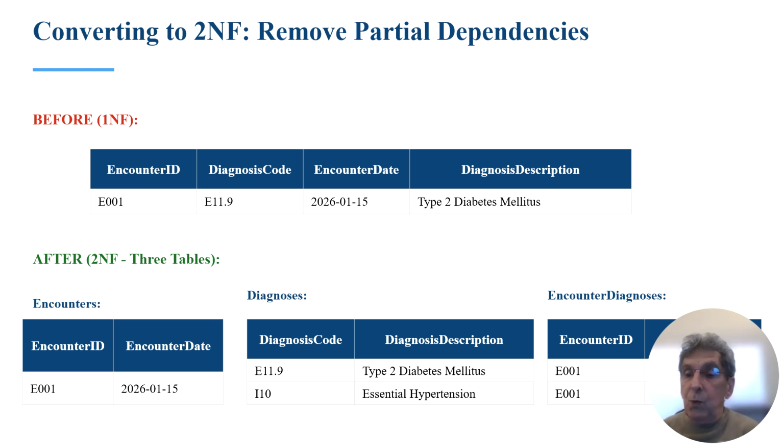Now each fact is stored once. The description type 2 diabetes appears in exactly one row in the diagnosis table. Update it there, and it's updated everywhere that it's referenced.